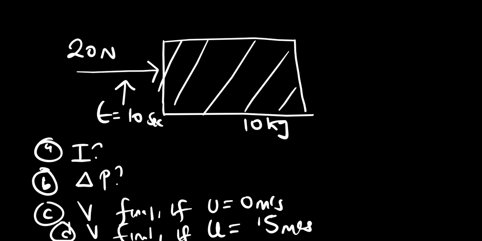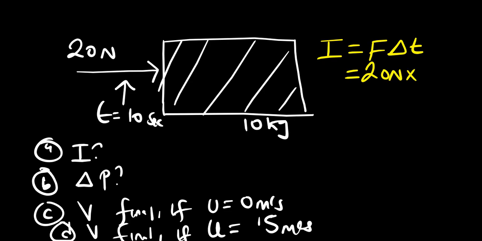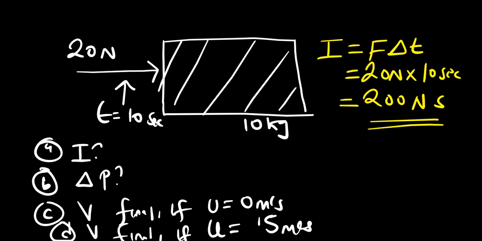So first and foremost, how are we going to find our impulse? So impulse, we said, is just the force times the change in time. Now in this case, the force we've been given is 20 newtons multiplied by the change in time, which is just 10 seconds. Therefore when we multiply the two, we're going to have 200 newton seconds. Those are the units for impulse.